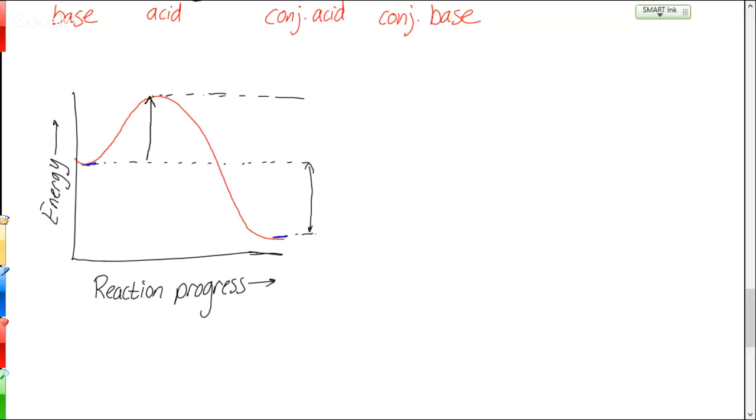The activation energy is the amount of energy that needs to be put in to get the reaction started. That very top tip point is called the transition state. That's the highest energy, right in the middle of whatever the reaction is doing. Then you've got the reactants and the products.